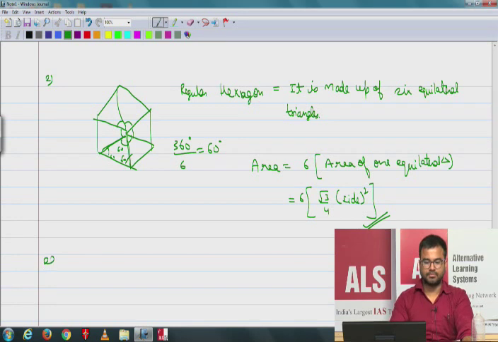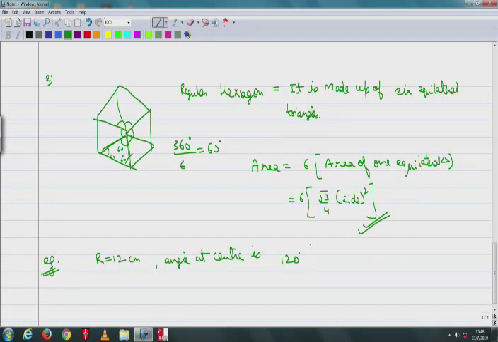Now try this question, all of you. Radius is 12 centimeter. Angle at center is 120 degrees. Find the area of the corresponding segment of the circle. And here use pi as 3.14 and root 3 as 1.73.